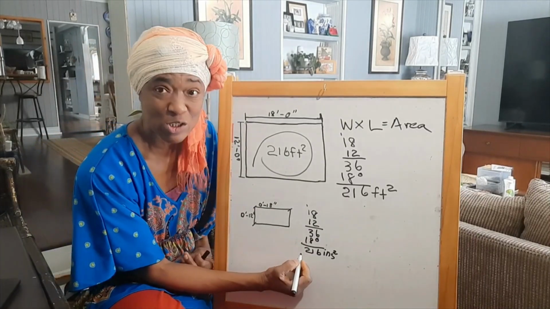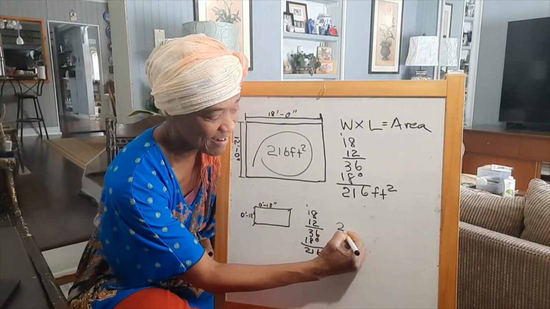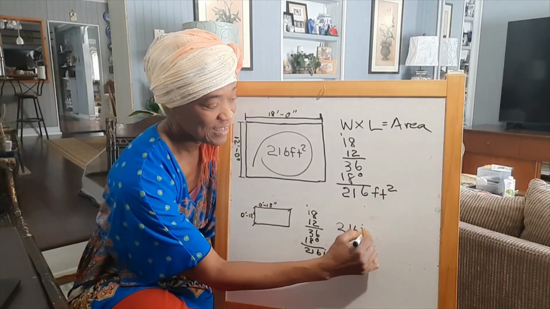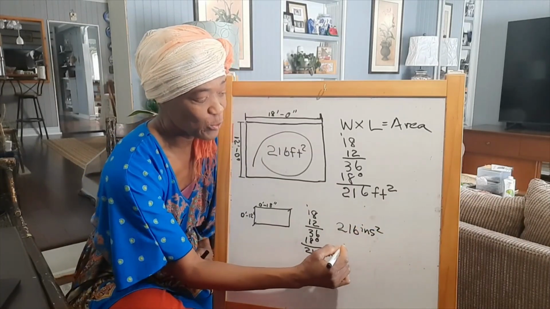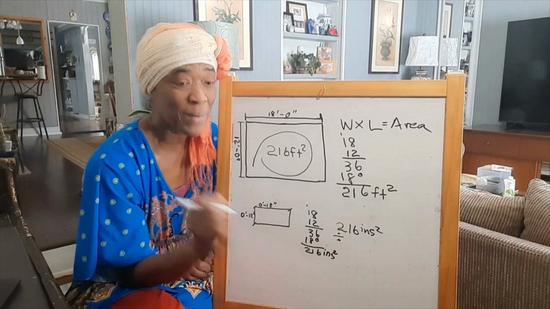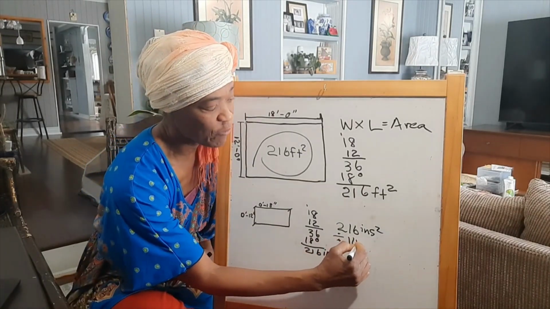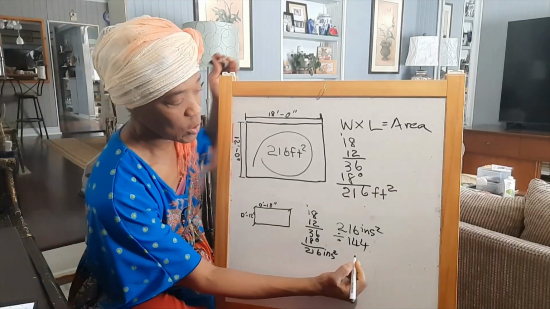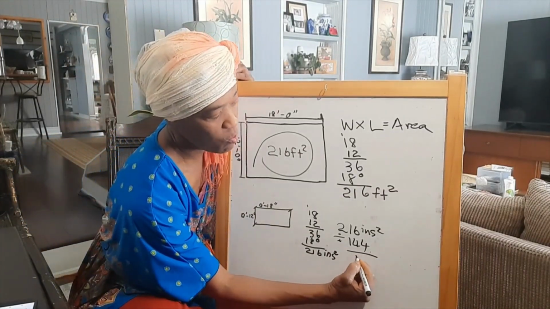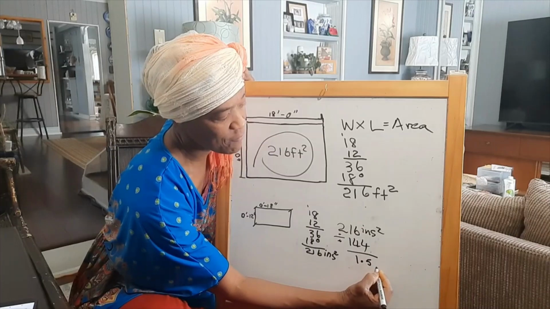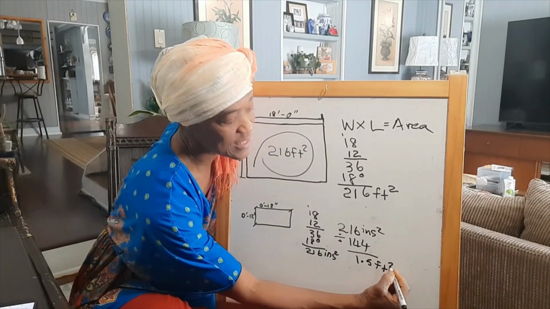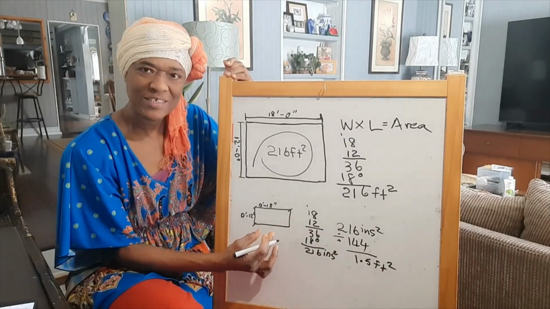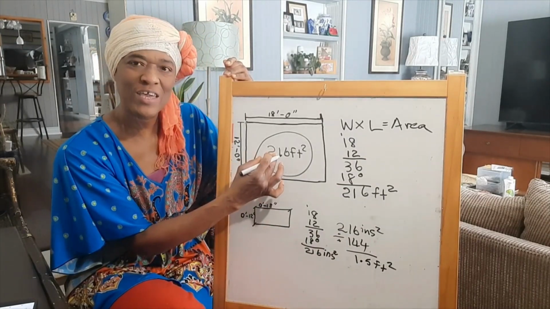So we take the 216 here, 216 inches square, and we divide that by 144, which gives 1.5. So this is 1.5 feet squared. Now we have the square feet for the tile and we have the square feet for the room.